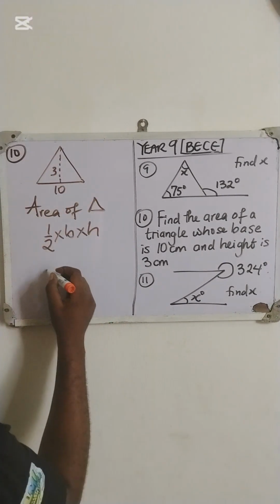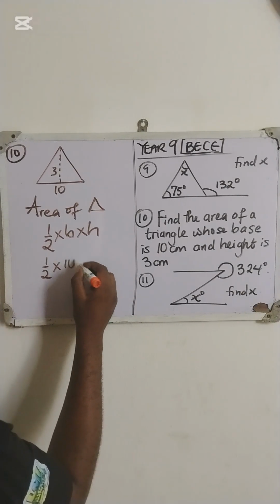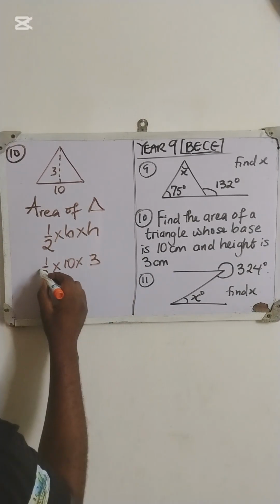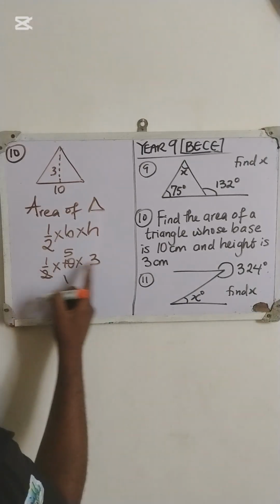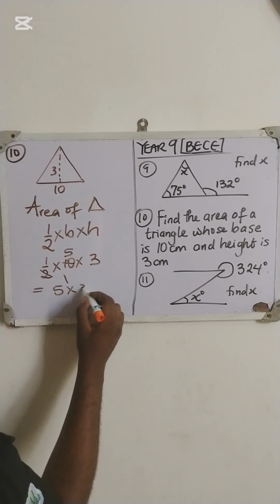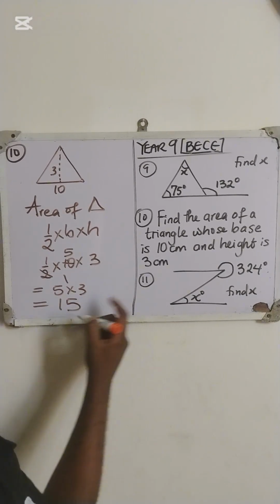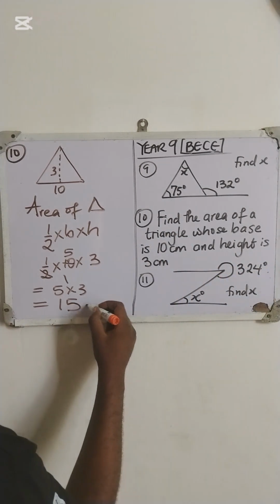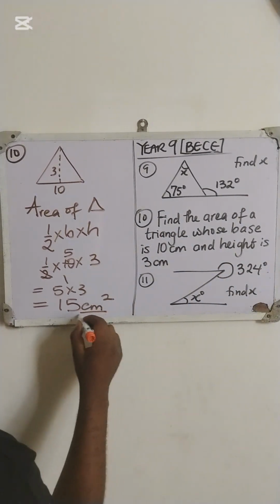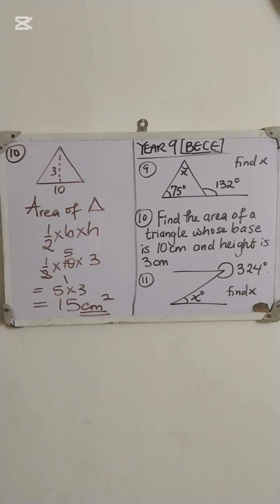What's the base? 10. So we have half times 10. The height is 3. Half of 10 is 5. So we have 5 times 3. Our answer is 15, in centimeters here, centimeter square, area. That's it. Just remember: half base times height. Okay.